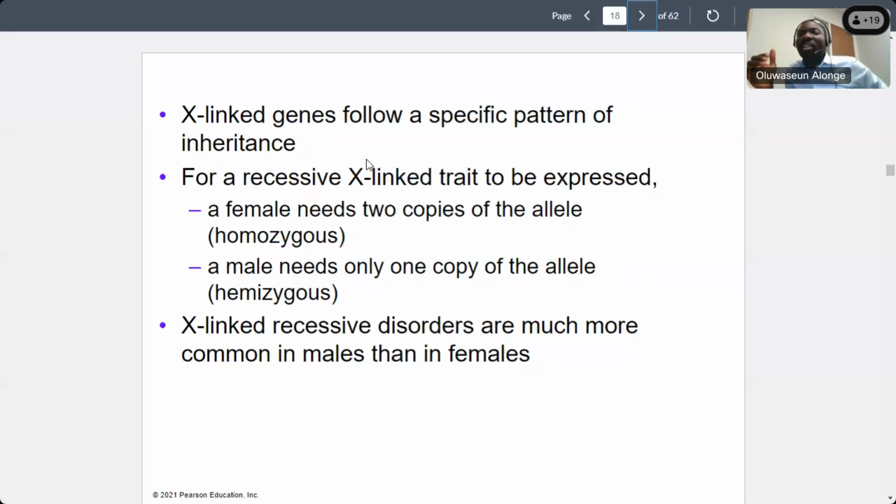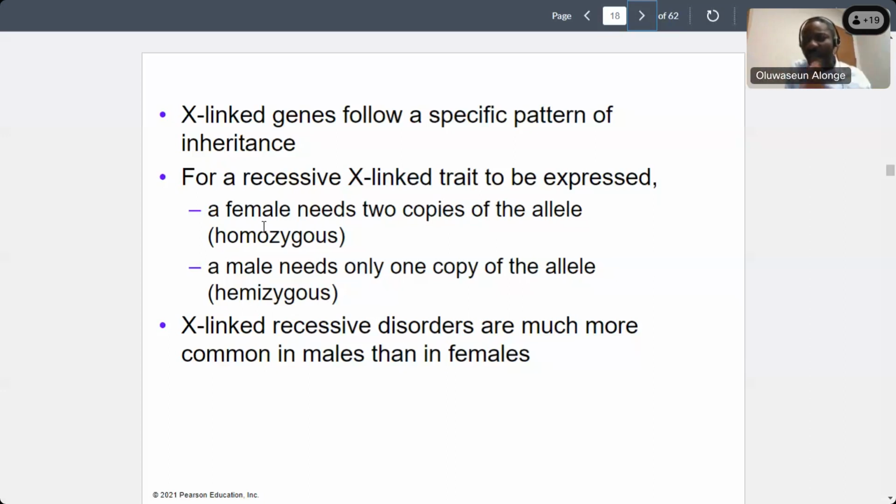So X-linked genes follow a specific pattern of inheritance. For a recessive X-linked trait to be expressed, a female needs 2 copies of the allele. So what does that mean? It means if I have 2 phones, for me to say I have my phones with me, I must have the 2 phones with me. If I have one phone with me, then I don't have all my phones with me. So in an X-linked recessive disorder, it means that 2 genes must be affected before the person can show the trait.